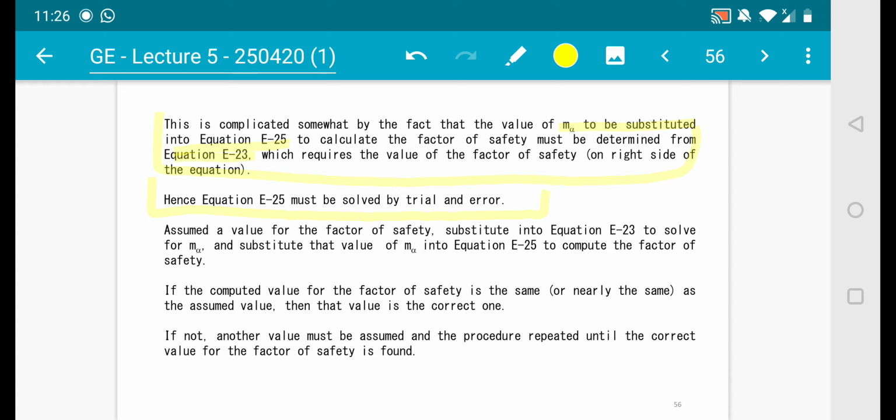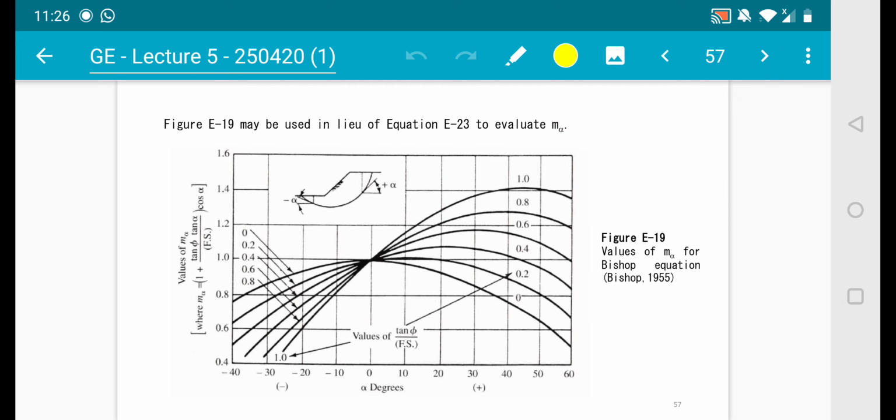Let's say first I assume 1 in equation E23, and then I find that in equation E25 I get 0.5. So I'm going to repeat the procedure. I'm going to assume maybe 2 in equation E23, and then maybe I'll get 2 in equation E25. That's where I'll stop. Now figure E19, an established chart, may be used in lieu of equation E23 to evaluate m. So a chart is given for you, with values of m for the Bishop equation. You can either use the chart or do it manually.